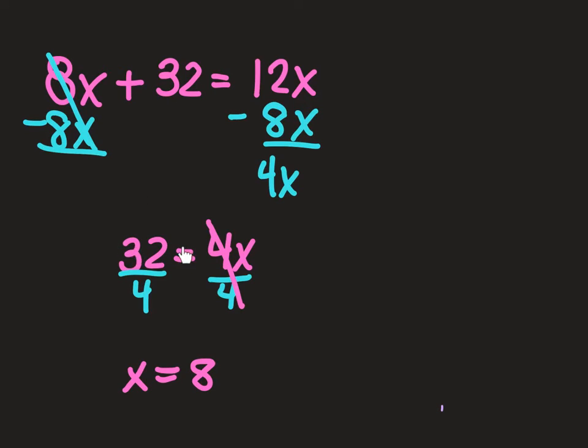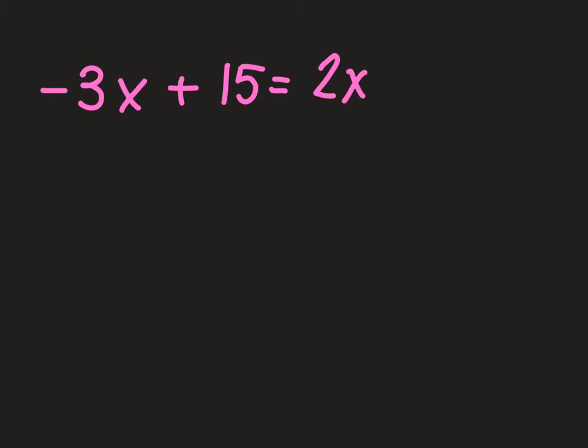I rewrite 32 equals 4x. Divide by 4, cross out, what's my answer? X is equal to 8. 32 divided by 4 is 8. All right, try this question and pause the video, work it out, and hit play and see if you're right.